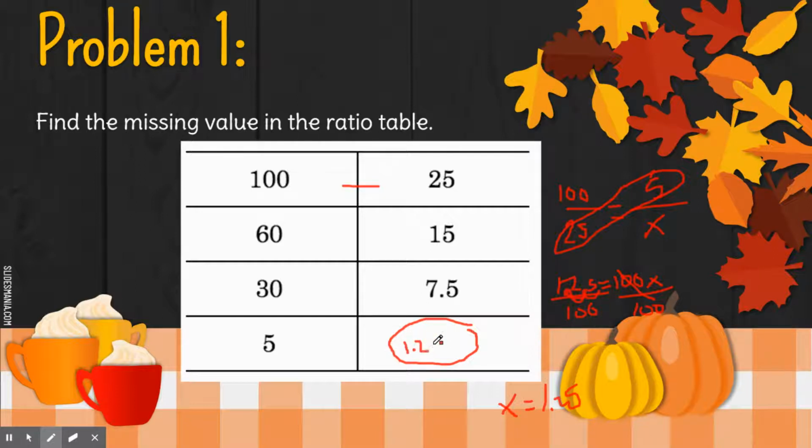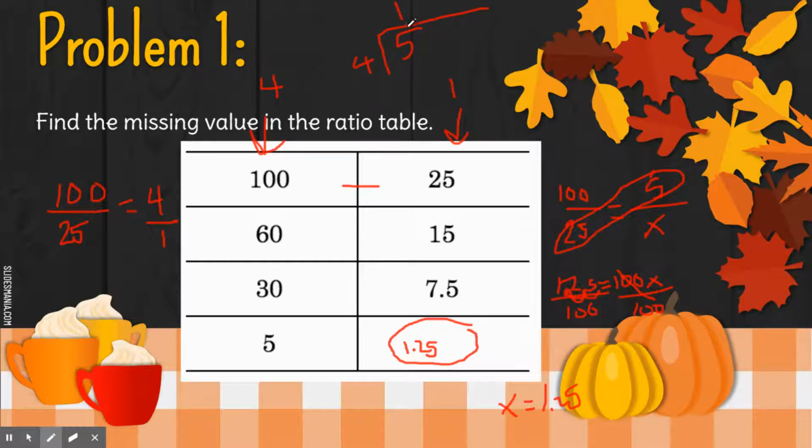The other way I could have done that is I could have found out the unit rate by taking 100 over 25, or any of these numbers, and dividing it out to find my unit rate. So 25 goes into 100 4 times, so my unit rate is 4 to 1, meaning that this is 4 and this is 1. So there's one of these for every 4 of these. That would mean that I would have to take 5 and divide it by 4.